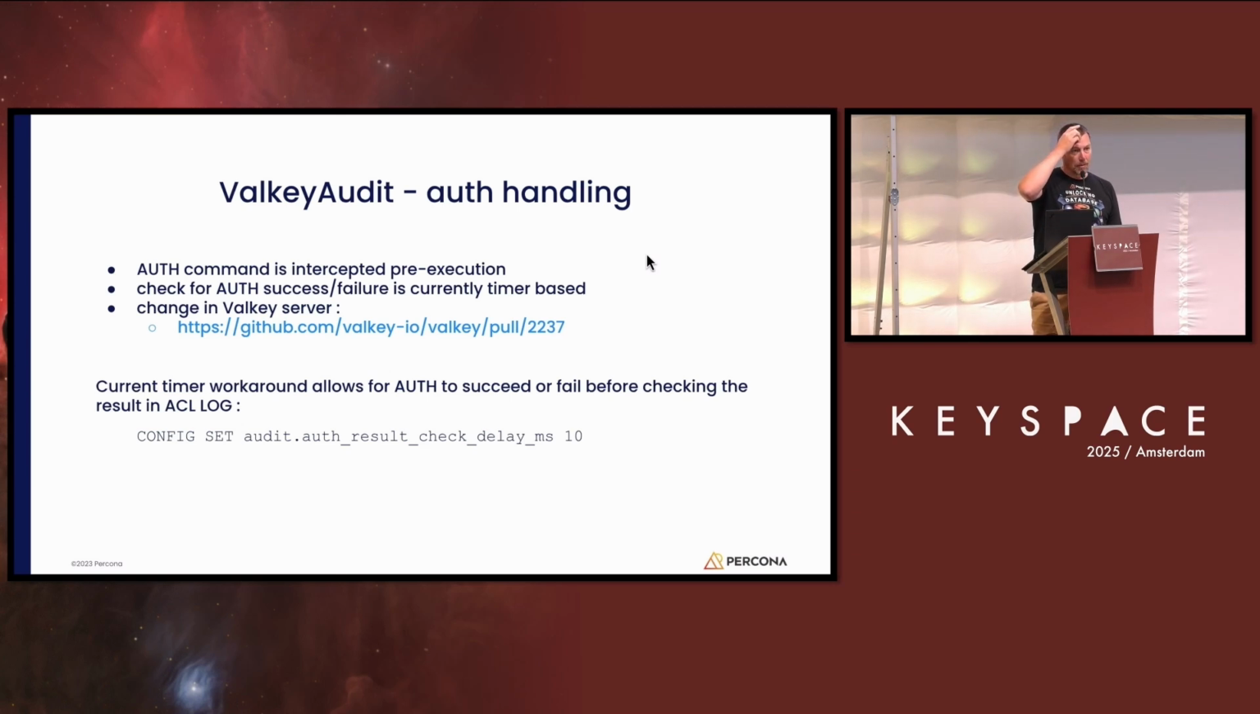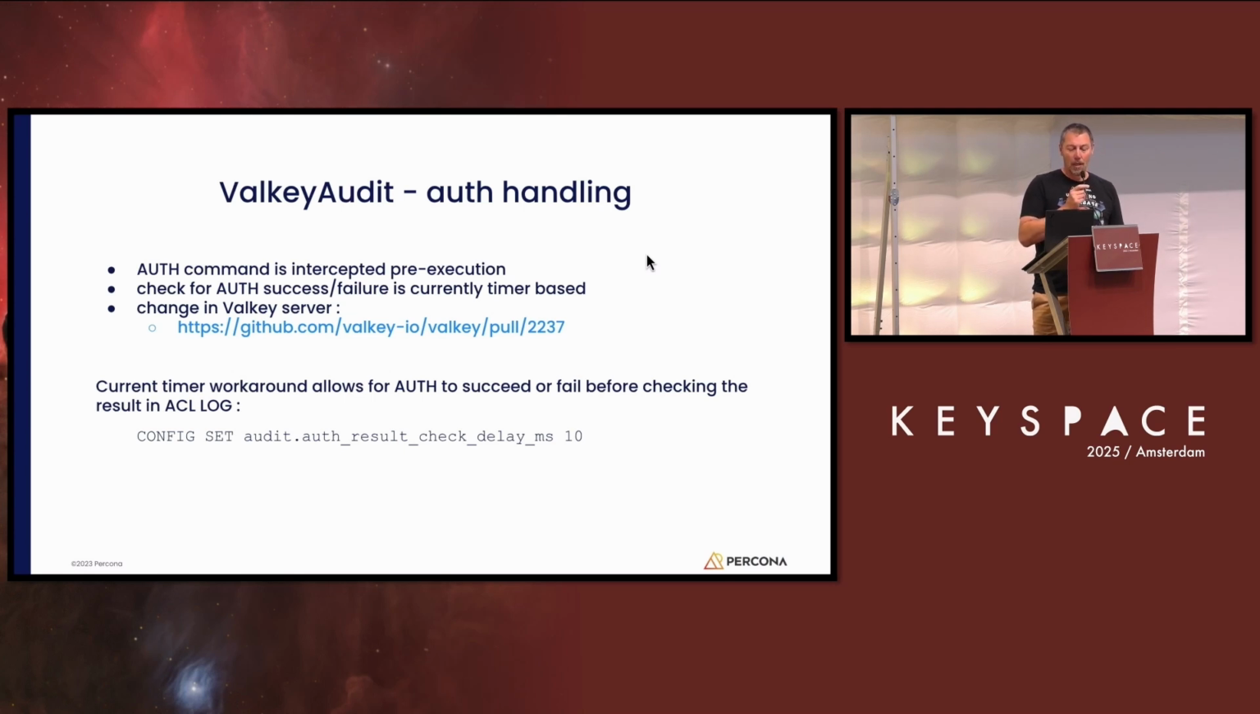The authentication command is intercepted pre-execution, so the module hooks are usually pre-execution. And so in an auditing system, you want to know, okay, someone did an authentication attempt, but you also want to know, was that successful or did it fail? So there was a little bit of a gap there in the module API, which Ricardo wrote a pull request for, which has been accepted and is going into Valkey 9.